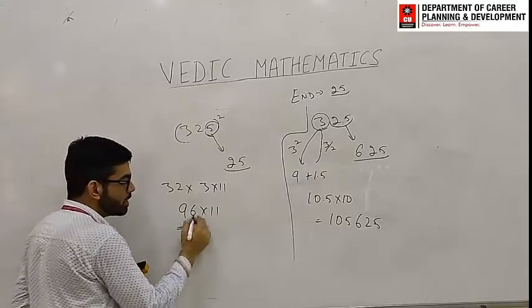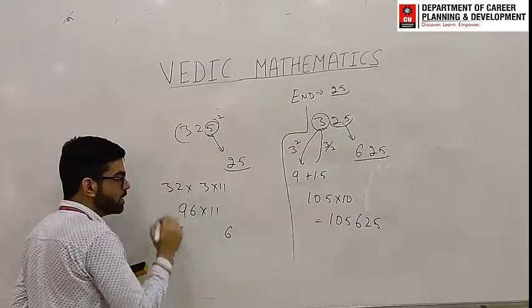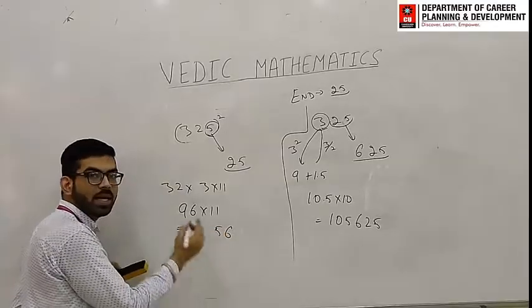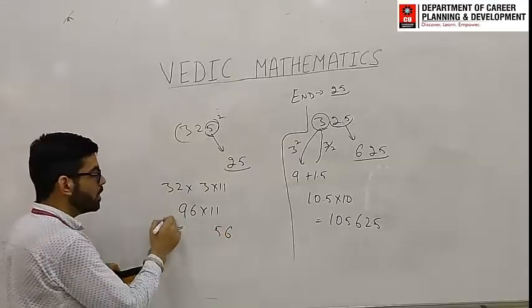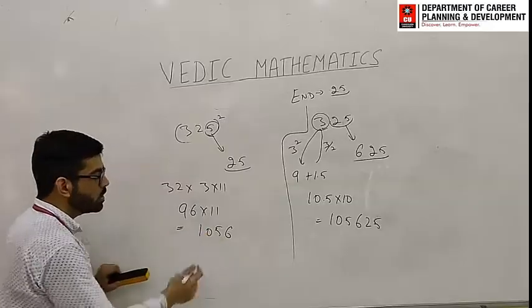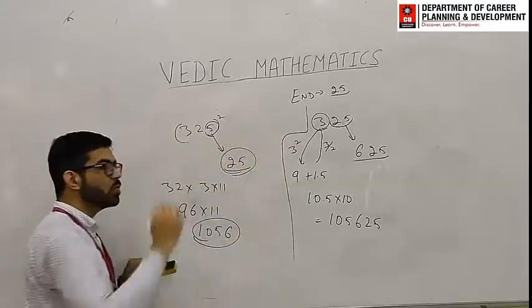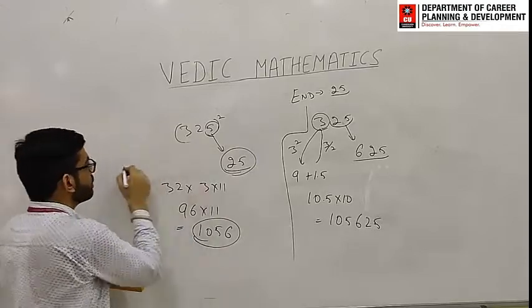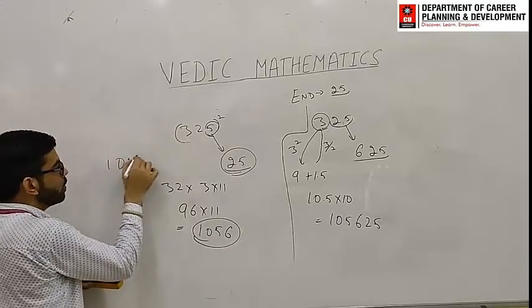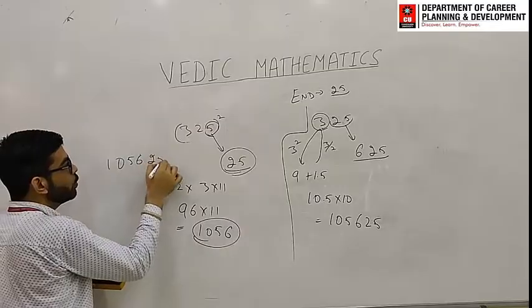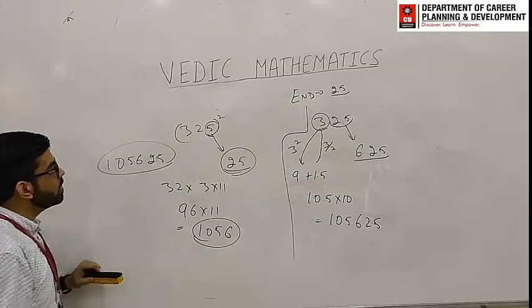So this could be written as: last number as it is, 6. 6 plus 9, 15, 1 carry, 5. Next number, 9 plus 1, 10. So these are the first 4 digits of your answer. This one is the last 2 digits of the answer. So the answer is 105625. This is our answer.